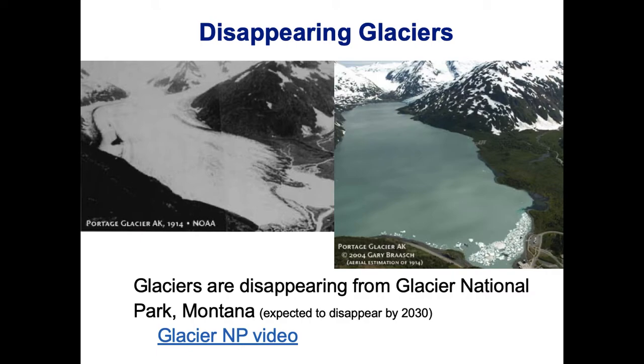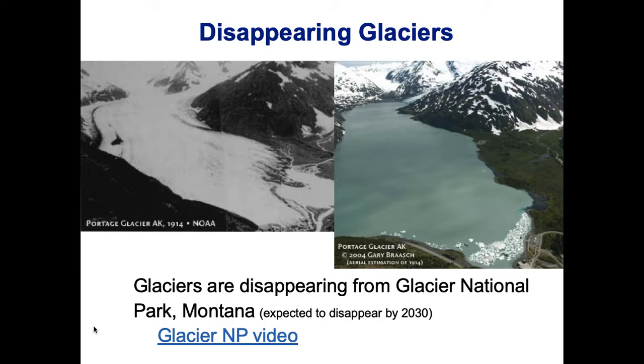We see disappearing glaciers. And I will put the video for Glacier National Park in for you to look at next. Glaciers are disappearing from Glacier National Park. They're expected to disappear by 2030, so in less than 10 years, which means that Glacier National Park will no longer be named for glaciers that are no longer there.